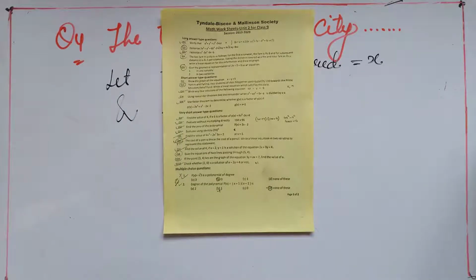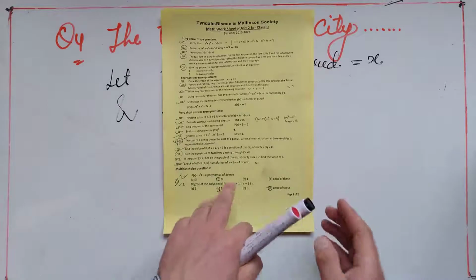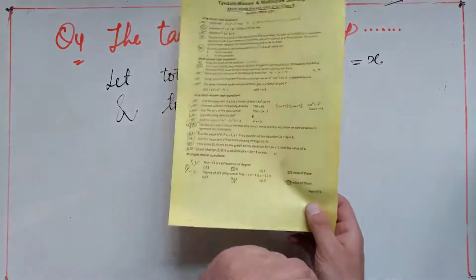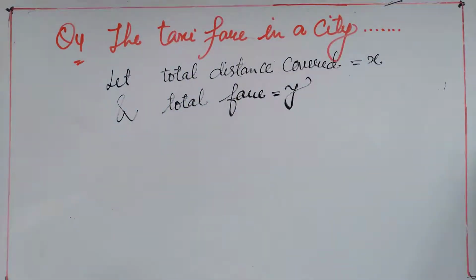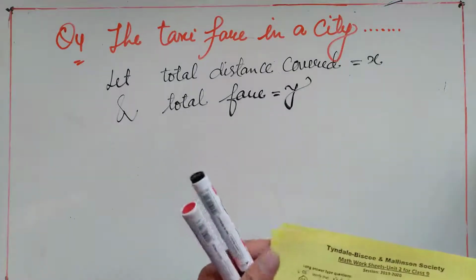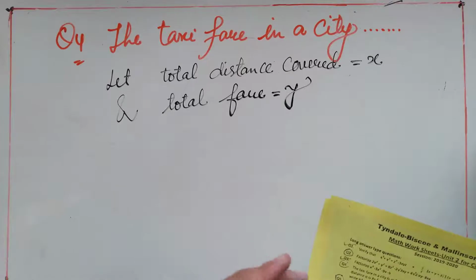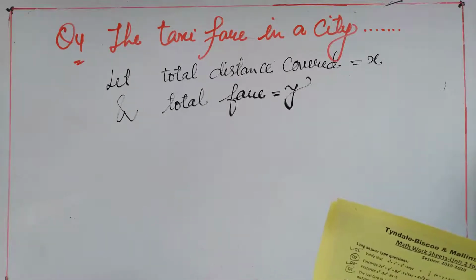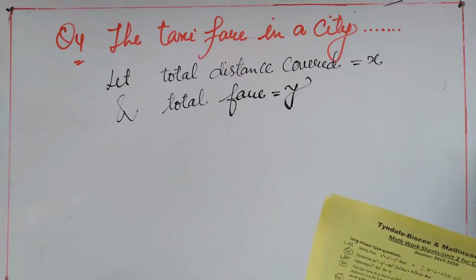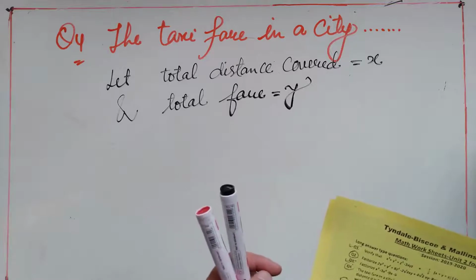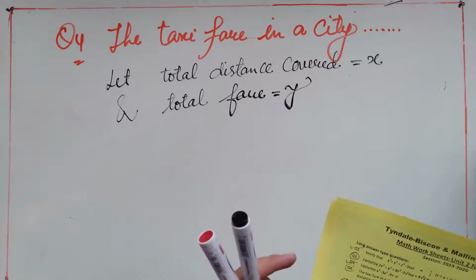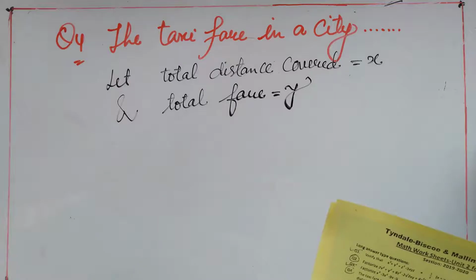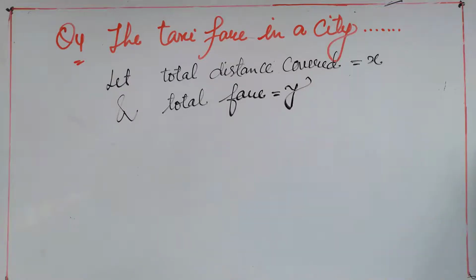Our next question is from linear equations in two variables, and it is regarding the taxi fare. It is a famous question in there. Let's do it. So you have been given that the taxi fare in a city is as follows. For the first kilometer the fare is rupees 8, and for the subsequent distance it is rupees 5 per kilometer. Taking the distance covered as x kilometer and total fare as y, write a linear equation for this information and draw its graph.